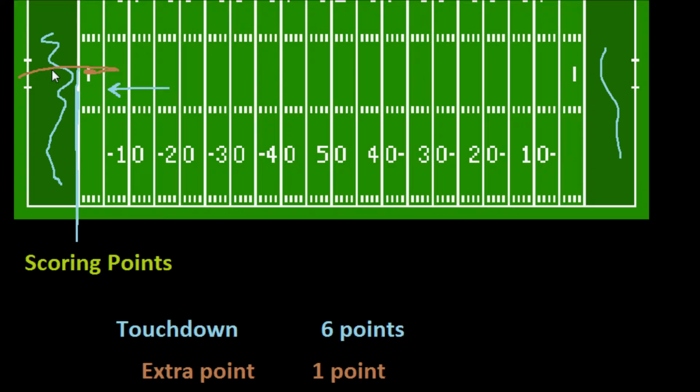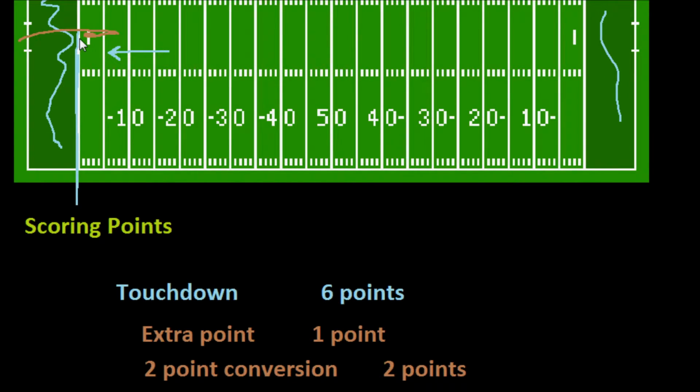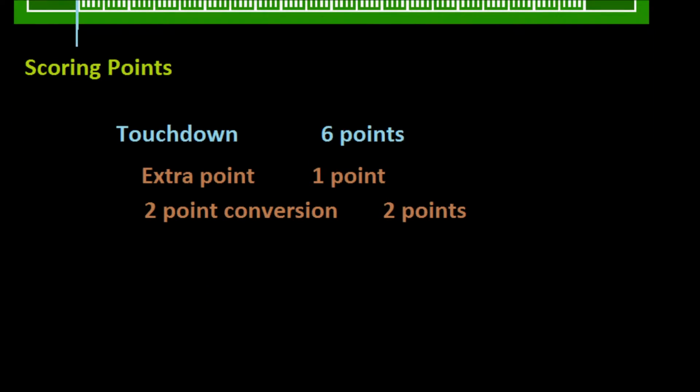You can either run it in or pass it, throw it through the air, and catch it in the end zone. If that is successful, then you get 2 points. So you might wonder, why don't teams try to do this all the time? It's only 2 yards, which yes it is, but you only get one chance to do it. And of course you have the defense there trying to stop you. So that is generally why teams will stick to the extra point.